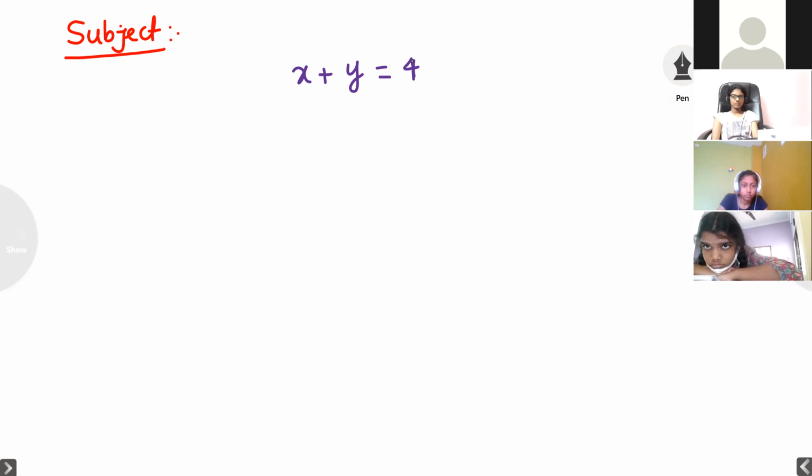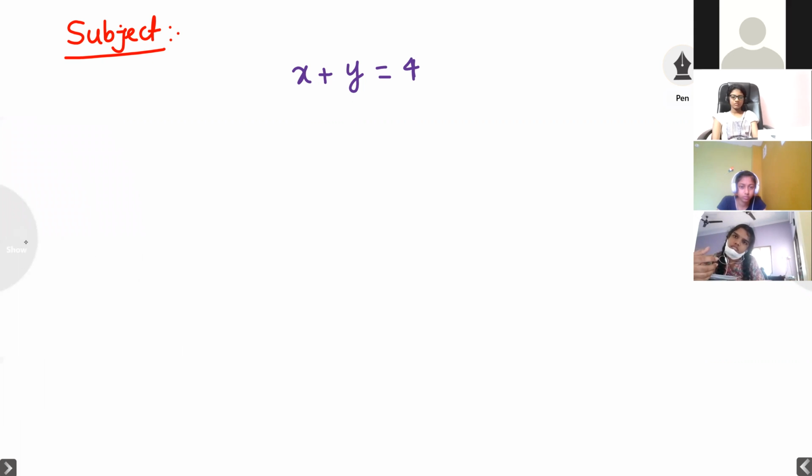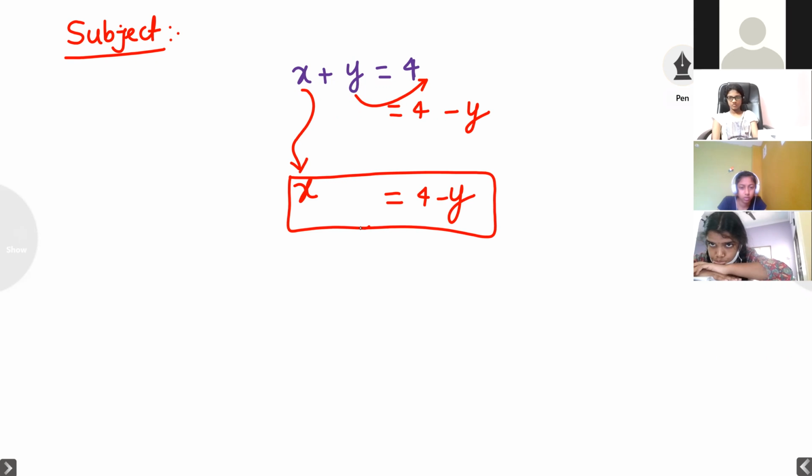I have written one equation, x plus y is equal to 4. I want to make x as a subject. Which variable is asked for, that variable we want to make as a subject. That variable we want to keep on one side and the remaining will transfer to the other side. 4 minus y. x is equal to 4 minus y. Here x is subject.